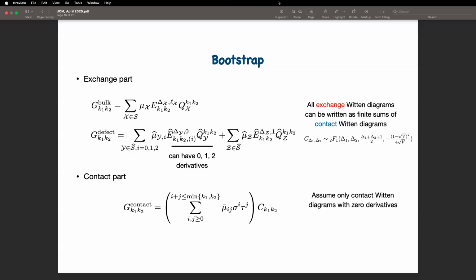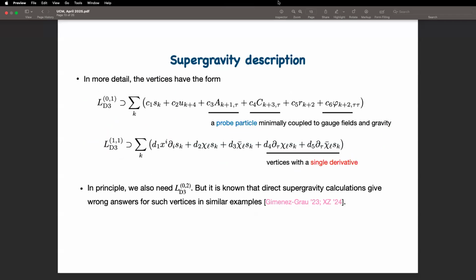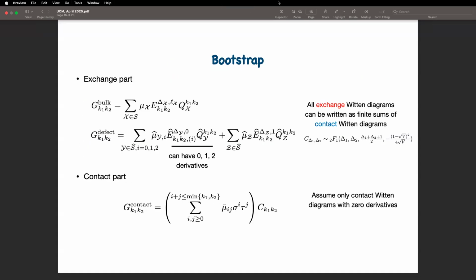Now the same story for the defect channel exchange. Here, in order to emphasize the point, I have split these contributions into 2 parts according to the so-called transverse spin. All these defect fluctuations are scalars. However, they can carry non-trivial angular momentum for the rotations transverse to the defect line. So here, this part is spin 0, this part is spin 1. For the spin 0 ones, because we saw earlier that these vertices can contain 0 or 1 derivatives, these exchange Witten diagrams can contain up to 2 derivatives.